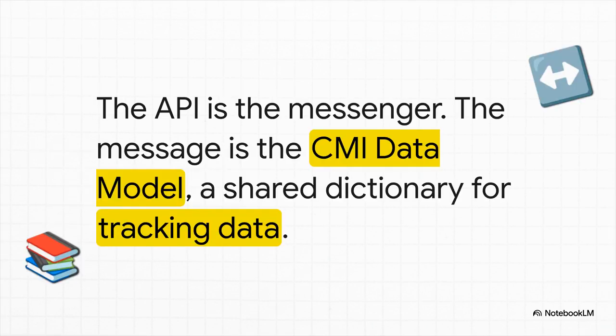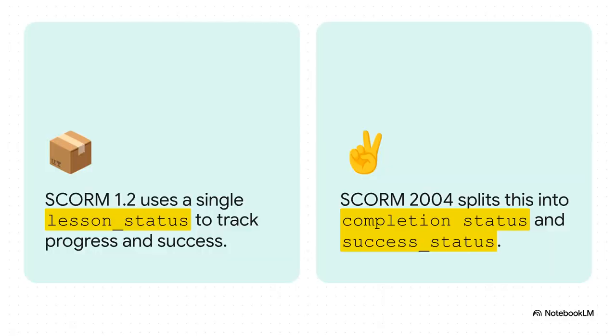Now, here's a crucial point. Those API functions we just looked at, they're just the messengers. The actual message being passed back and forth is defined by something called the Computer Managed Instruction, or CMI data model. You can think of it as a standardized dictionary of terms that both the content and the LMS have agreed to use. And this comparison reveals a really big philosophical shift between the versions.